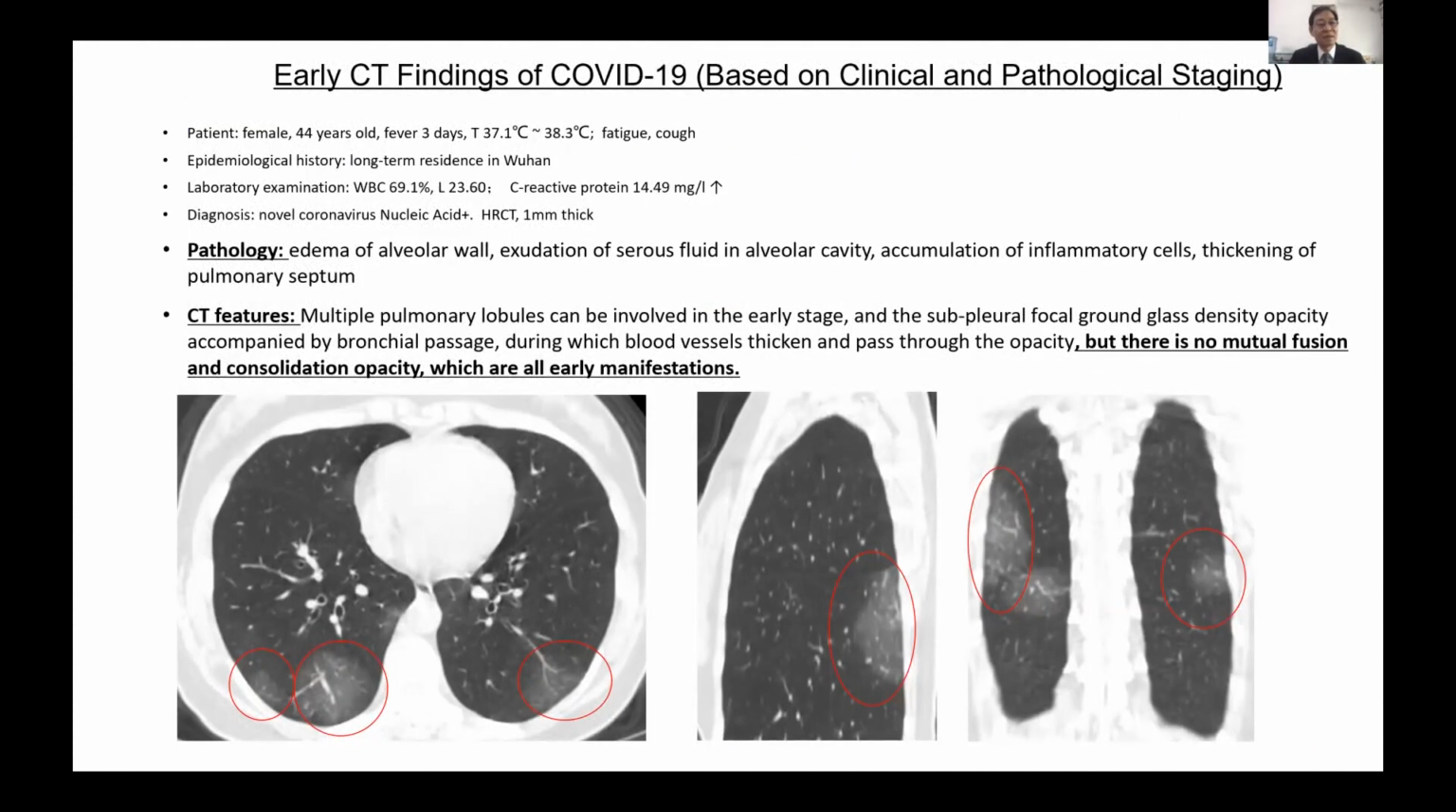Other early patients, CT feature: multiple pulmonary lobules can be involved in the early stage, and the subpleural focal ground glass density on CT is accompanied by bronchial passage, during which second blood vessels pass through. But there is no fusion and consolidation on CT, which are early manifestations.